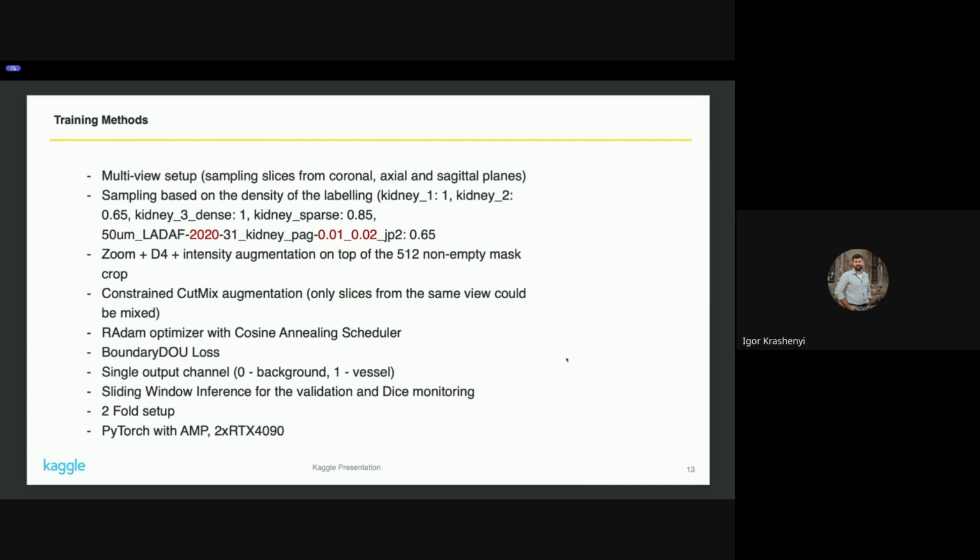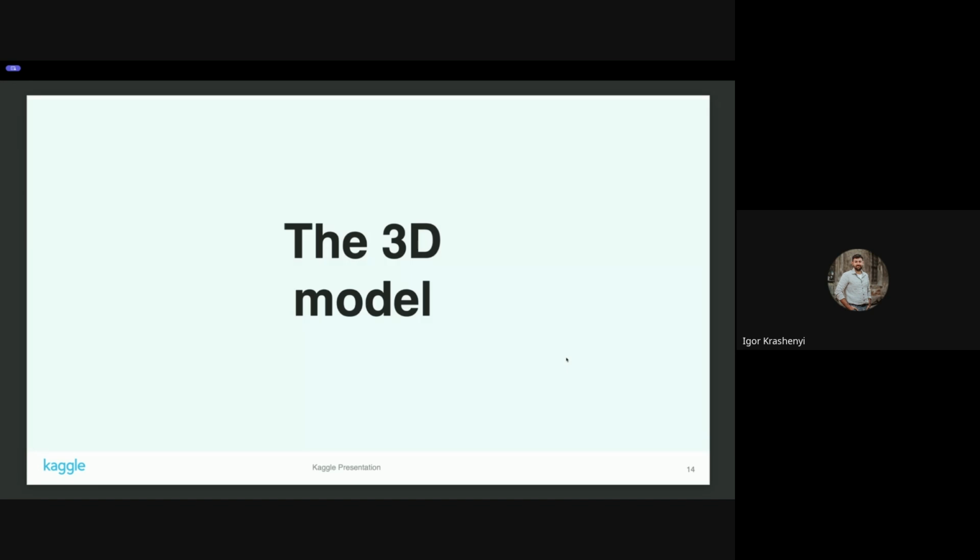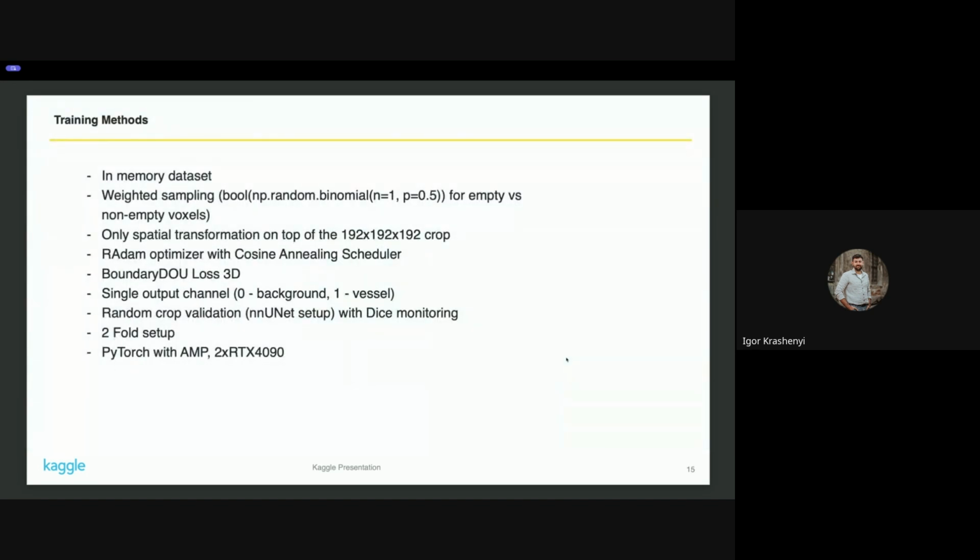For the training, I used two 4090 GPUs with PyTorch and mixed precision training. During the training, I used Dice monitoring, and I also tried to monitor the surface Dice, but later on I skipped it because the trend was the same, and the calculation of the surface Dice took quite a long time. For the 3D model, I used an in-memory dataset to cache everything and to sample effectively.